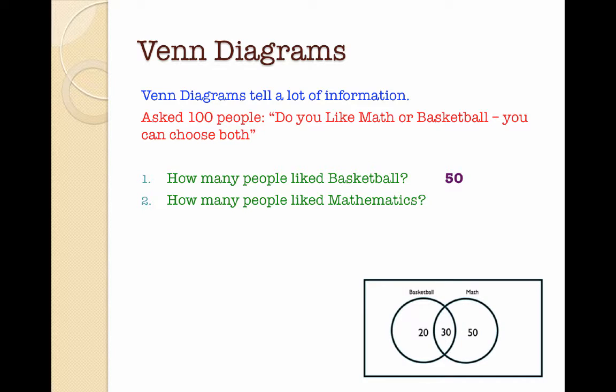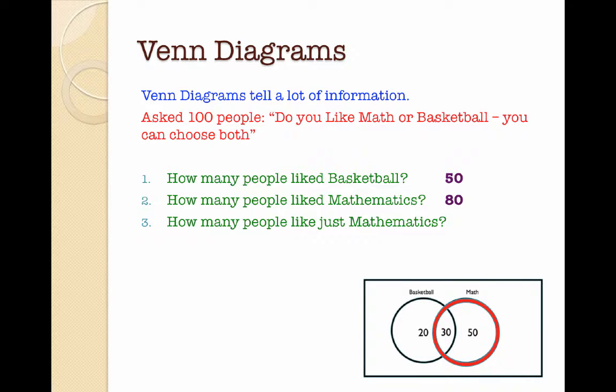What about how many people that like mathematics? Well, it's the same thing. This circle represents all the people that like mathematics. There's 50 that like math and 30 that like math and basketball. Altogether, 80 people.